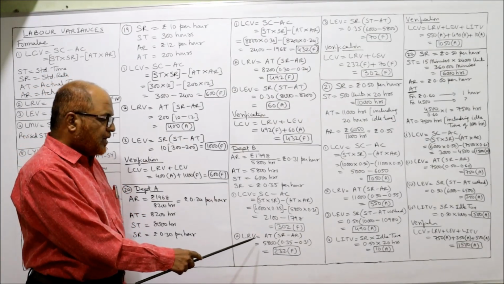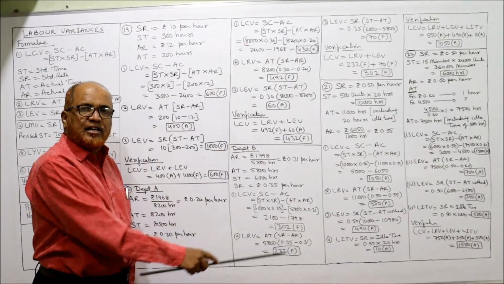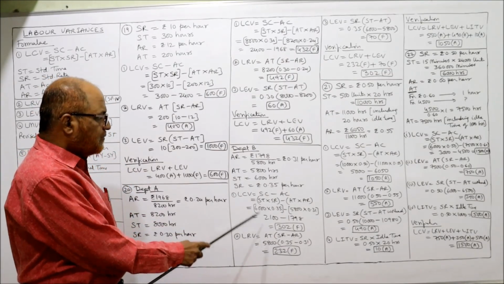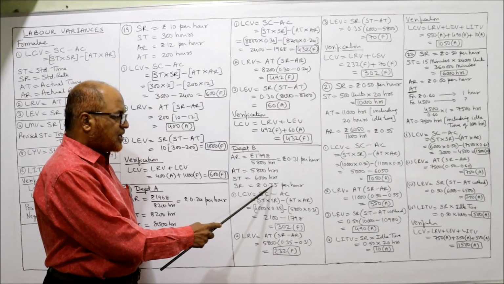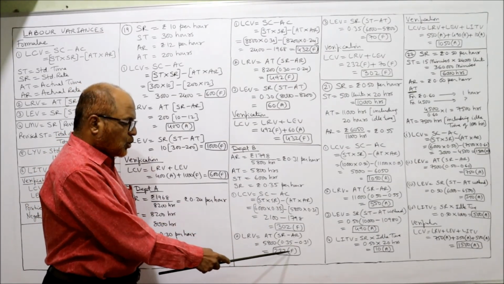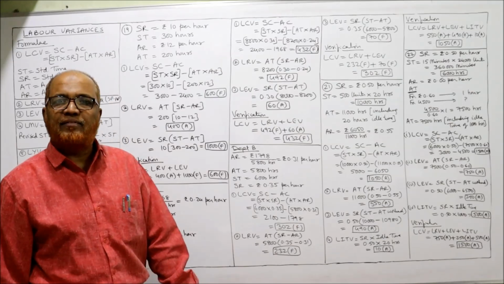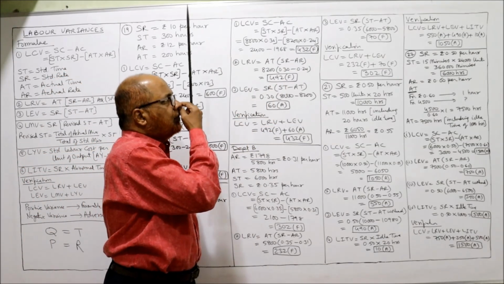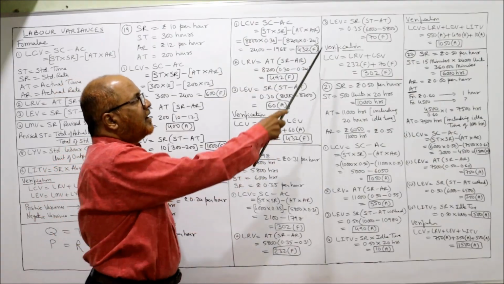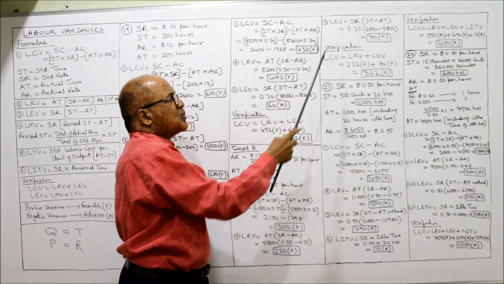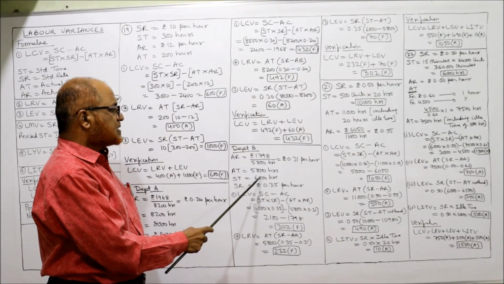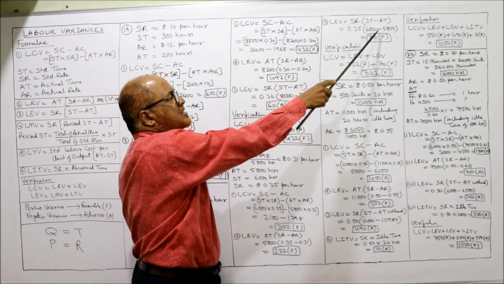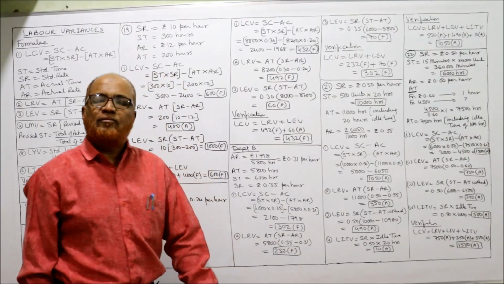Now LRV. Actual time into standard rate minus actual rate. So actual time 5800 into standard rate 0.35, actual rate 0.31. 232 favorable. LRV we got. Now LEV, labor efficiency variance. Standard rate into standard time minus actual time. Standard rate 0.35. Standard time 6000, actual time 5800. Substitute, 70 favorable. We got all the three.